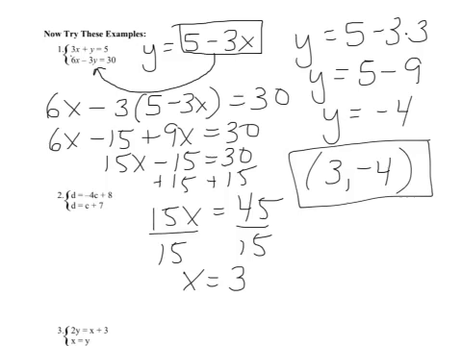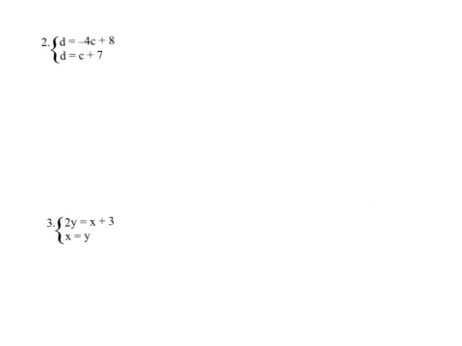Go ahead and pause the video and try number 2 on your own. Okay, number 2. The first step is to get a variable alone. If you look at both of these, d is already by itself.